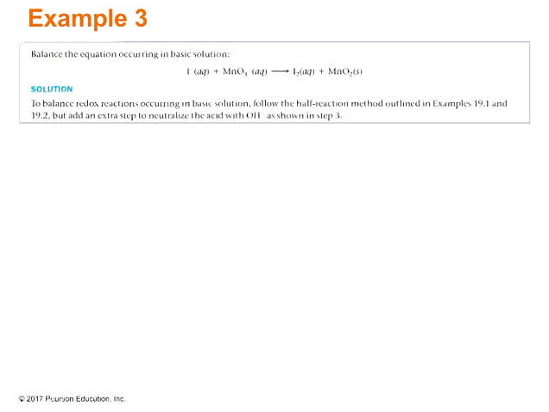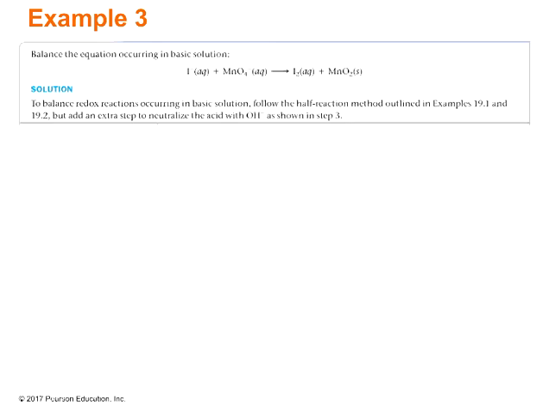So in example 3, we want to balance this equation occurring in basic solution. So we have an iodide ion reacting with permanganate, and we're ending up with iodine plus manganese dioxide or oxide. Ooh, naming. That's something you should review. It's something I should review too, apparently.